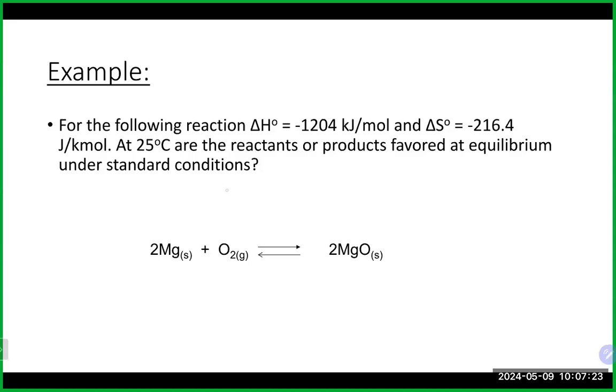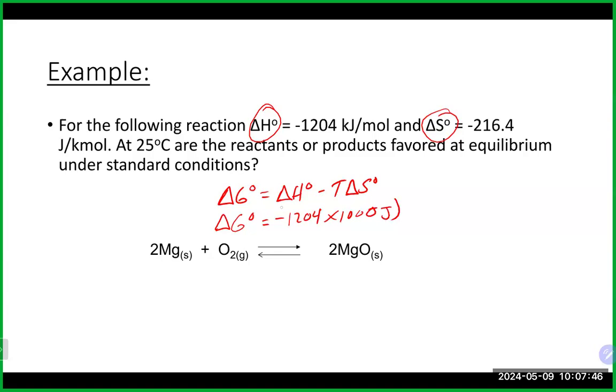We have our delta G is equal to our delta H minus T delta S. And once again, we're going to use this equation because, frankly, that's the information that was given to us. So once again, we do want to watch our units here. So we're going to take our minus 1204, and once again, I'm going to multiply by 1,000 to get it into joules, minus our temperature, which we do need to convert into Kelvin here, which is 298, and our S, which is minus 216.4 joules.